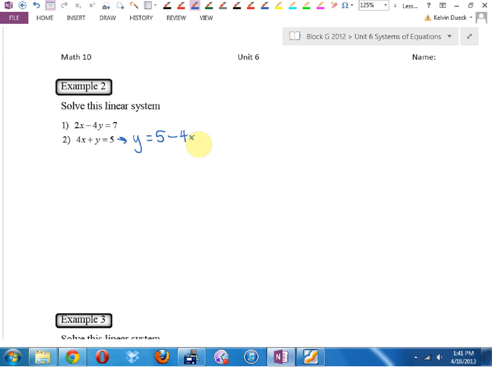5 minus 4x. And I'm going to plug that into that guy. So it doesn't always have to be the x that you get by itself. You can get the y by itself, too, whichever is easiest. Hey, whichever one has a 1 as a coefficient.